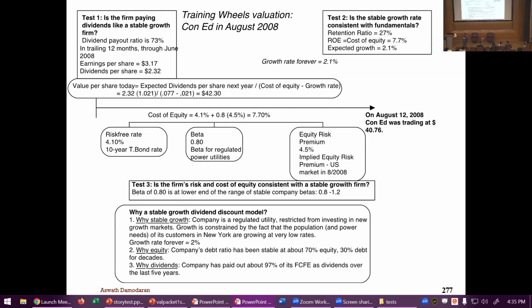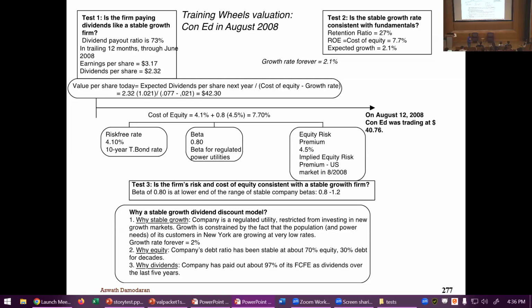Why did I decide to use a stable growth model? What's the essence of stable growth? What should the growth rate be? Less than or equal to the risk-free rate, right? Basically a growth rate that you can sustain forever. And if you look at the return on equity and retention ratio for the company, remember that shortcut? Their expected growth rate is about 2%, well below the risk-free rate of 4.1%. So they pay out what they can afford to in dividends. They have a low growth rate.